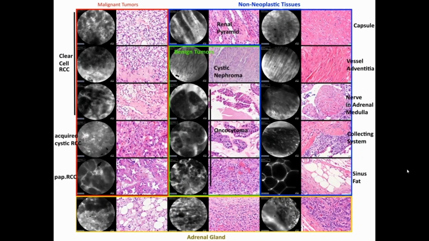But nonetheless, we've created a very extensive library of what confocal laser endomicroscopy looks like for cancerous kidney tumors, benign tumors, and non-neoplastic tissues, such as the capsule of the kidney, the pyramids of the kidney, the sinus fat, the collecting system, even the surrounding adrenal gland, to begin to have this as a point of reference for future studies in this particular arena.